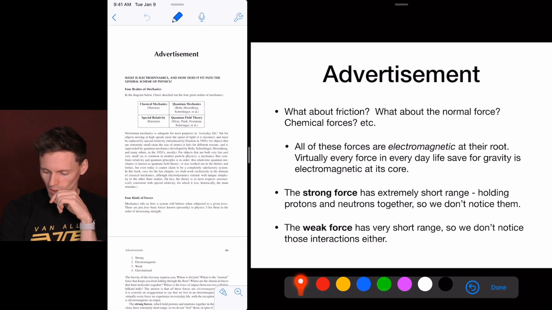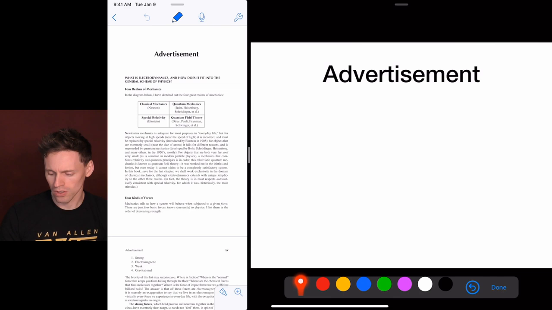The strong force is what keeps quarks together using gluons, holding protons and neutrons together. We don't notice that force because it has such a short range and only does that activity. The weak force also has a very short range, involves W and Z bosons, and is responsible for radioactive decay and things like that. So we just don't notice those forces in everyday life.